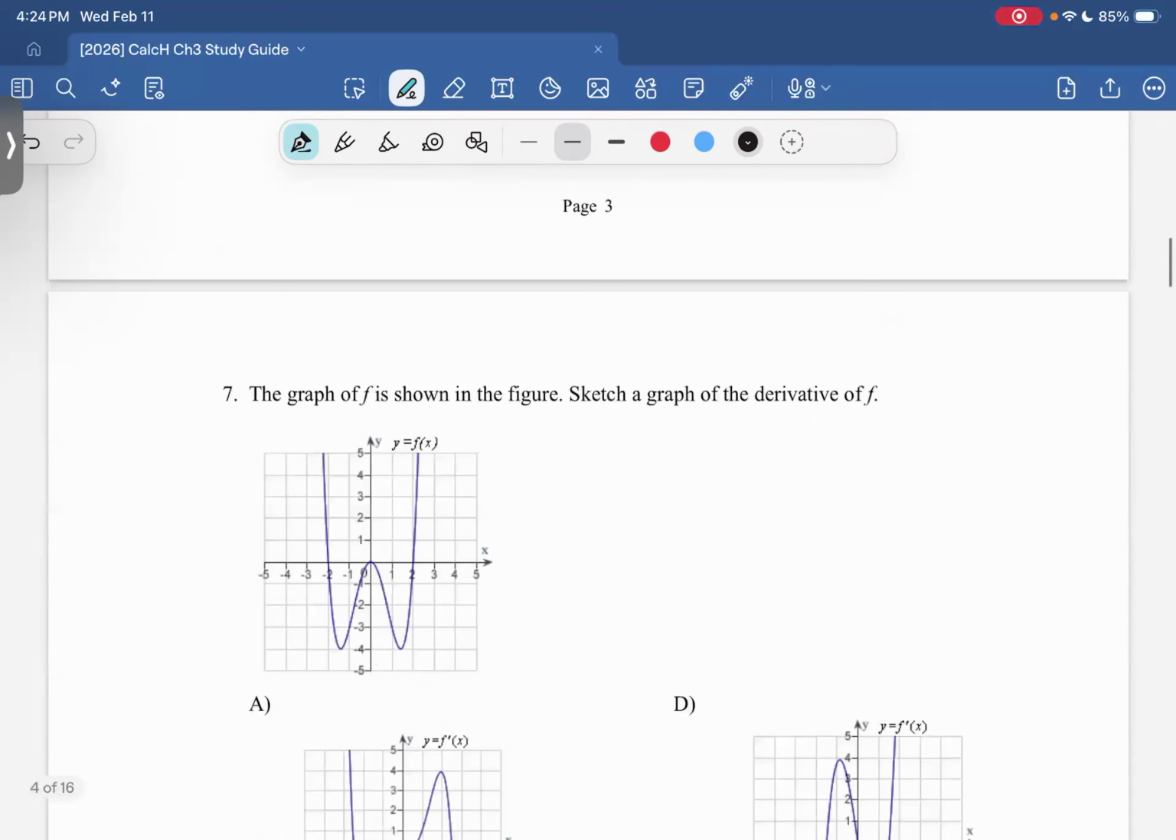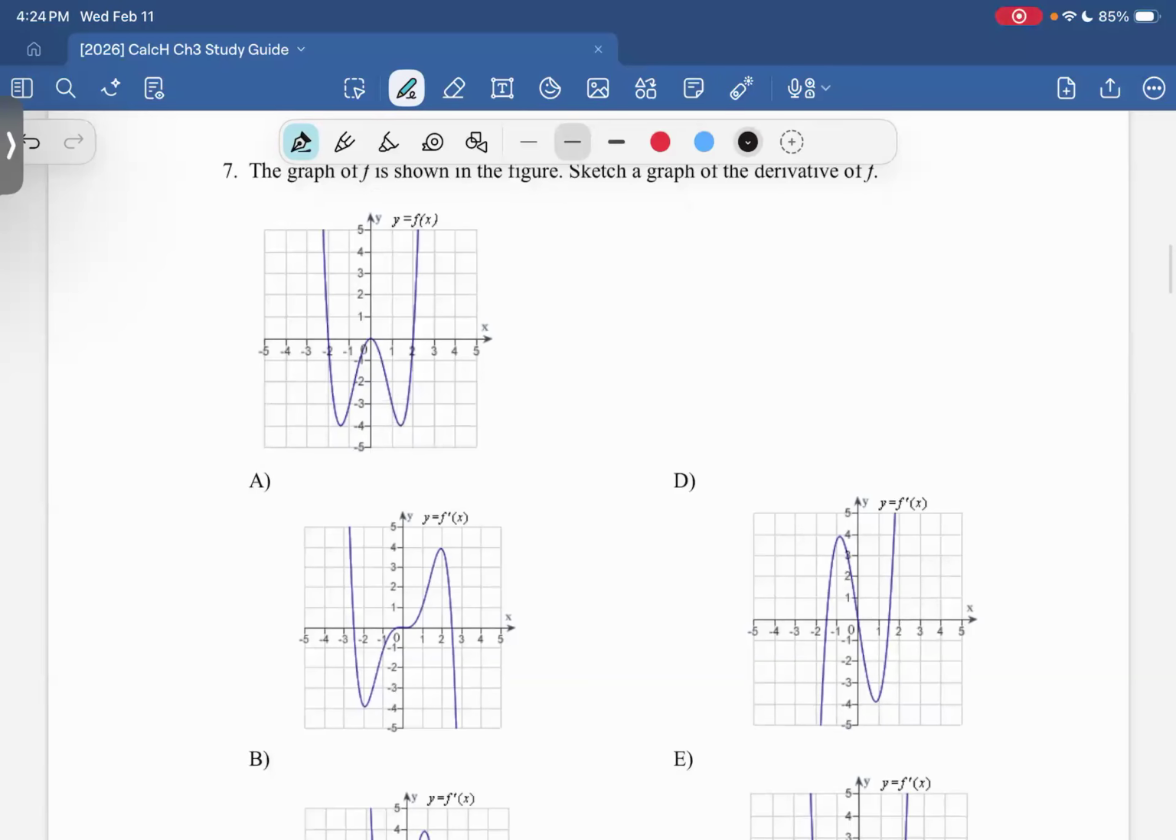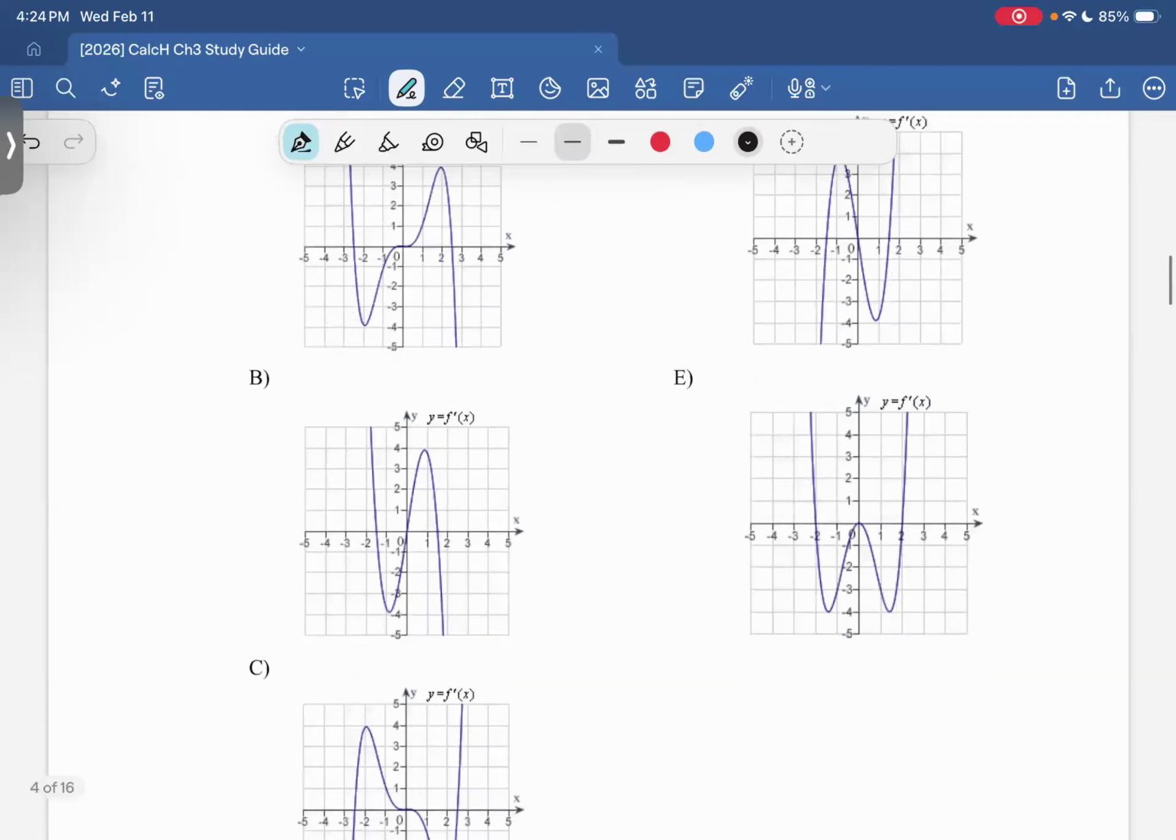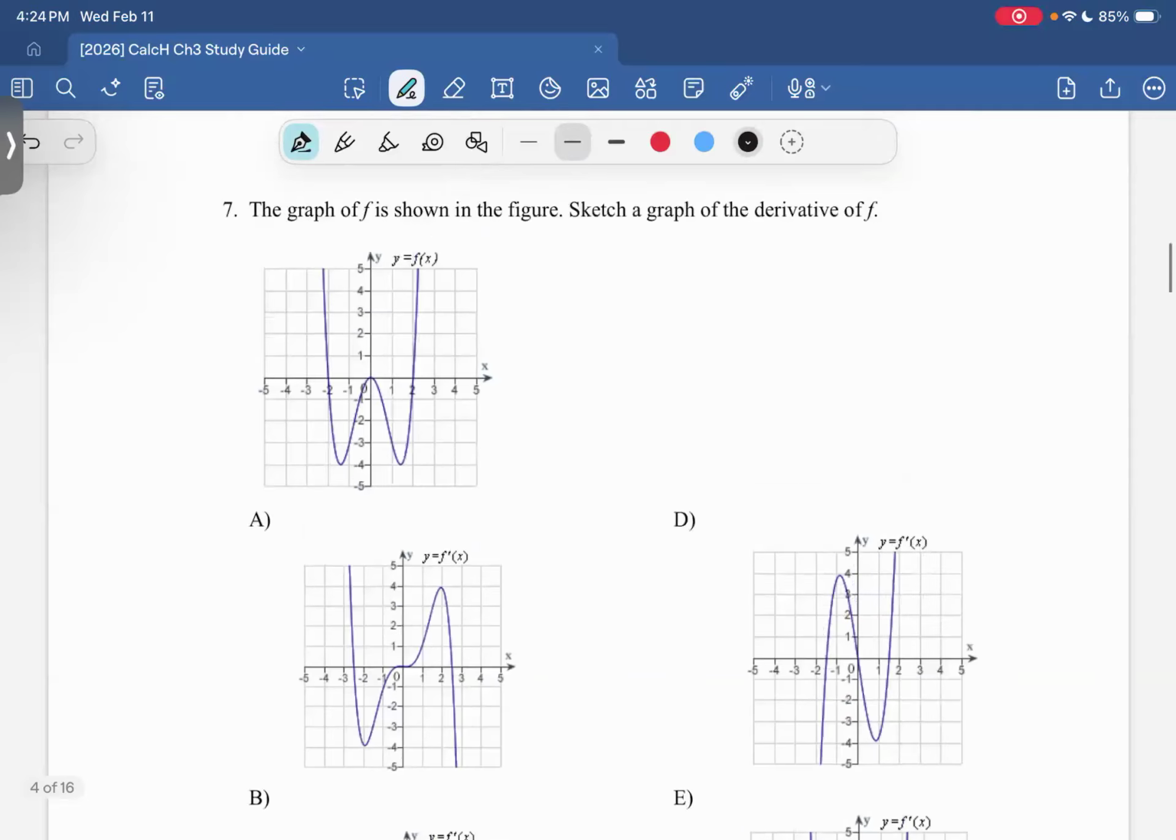All right, question 7. These graph questions can be tricky, but they just require very simple logic. And then we can do some process of elimination. That's pretty much about it.